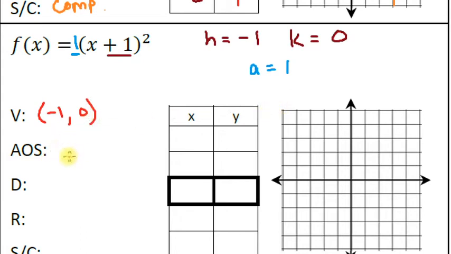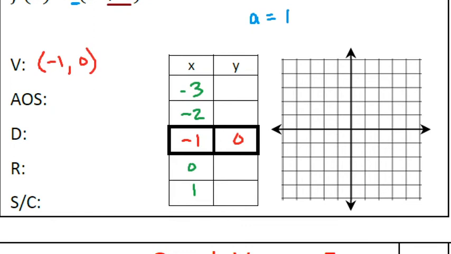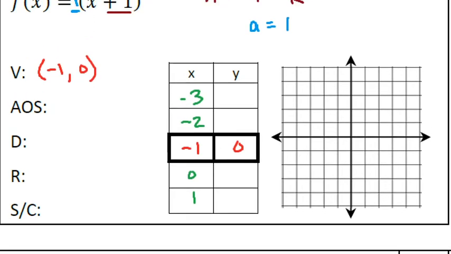Okay, axis of symmetry. We'll figure that out in a moment. Let's fill out our table. We've got our vertex of -1, 0. We're going to go 2 numbers below that, 2 numbers above that. Let's go ahead and do one of these in the calculator right now.